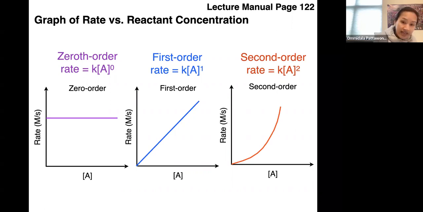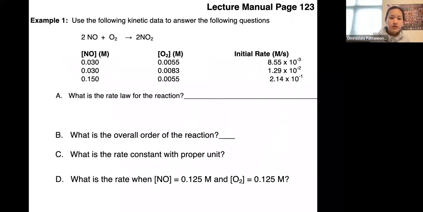If I show you a graph like this, you need to tell me which one it would be, whether it's zero order, first order, or second order. Or I might ask you to draw the graph, by giving you, for example, the graph of first order. You need to be able to draw that for me. That would be the expectation.